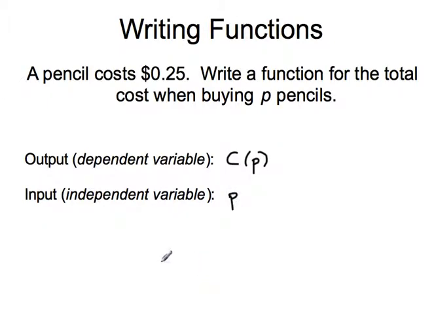Okay, and then the actual function would be what? The cost, C of P, would equal, what would the total cost be? If I'm buying P pencils and they're each 25 cents, it'd be 25 cents times whatever the number of pencils I buy is. So here is the function for the given situation. Okay, let's look at another one.